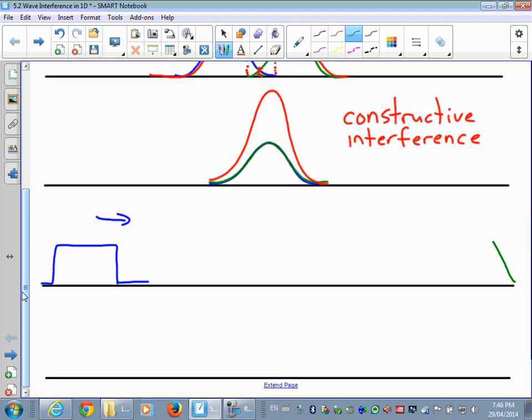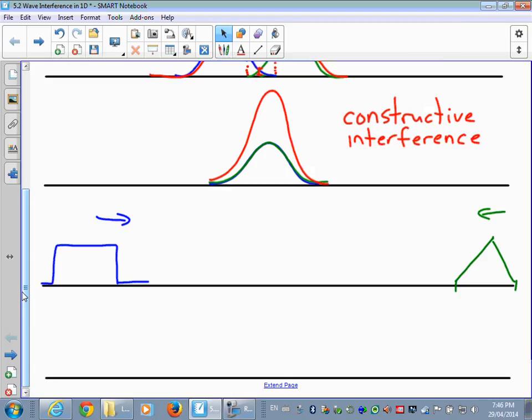We'll say that they have the same approximate wavelength. The wavelength being the point from the beginning of the wave to the end of the wave, even though it's just a pulse and not an actual wave. So it's coming back the other way. So what's it going to look like when they meet in the middle?